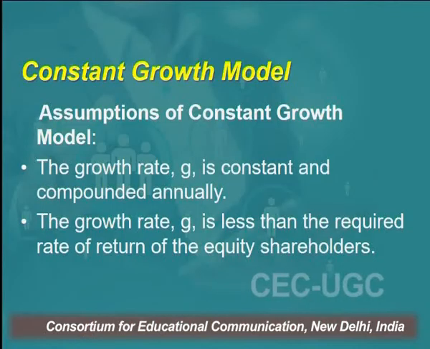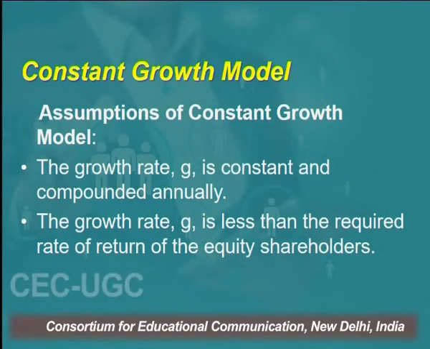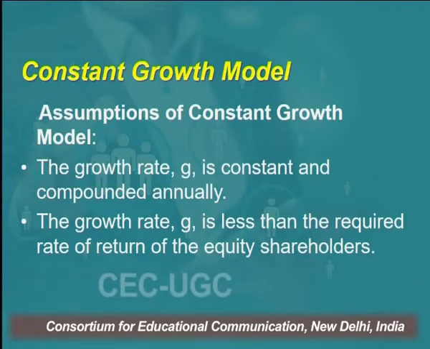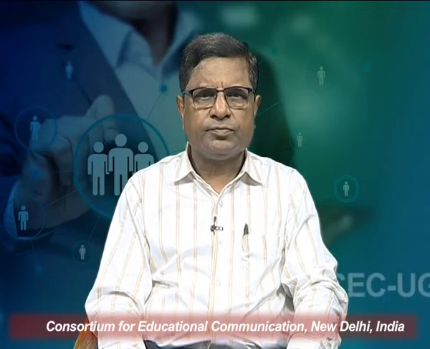So there are certain assumptions of the constant growth model. The growth rate is constant and compounded annually. It is not compounded semi-annually or quarterly, it is compounded annually. Secondly, the growth rate g is less than the required rate of return of the equity shareholders. If the required rate of return of the investor is 10%, the rate at which the dividend will grow will be less than 10%.